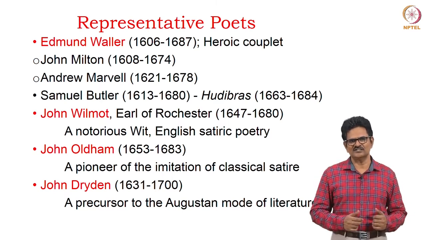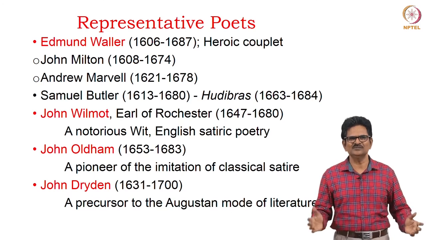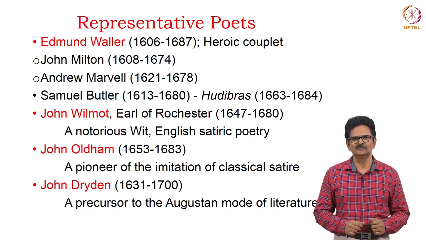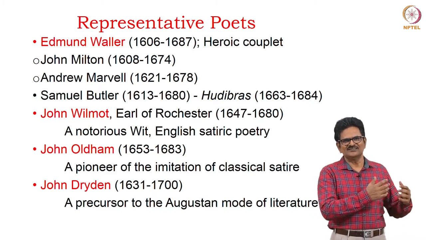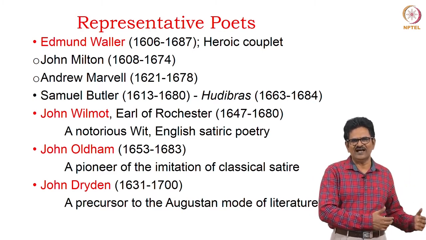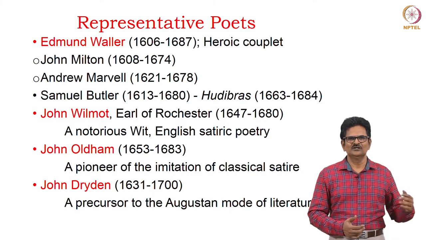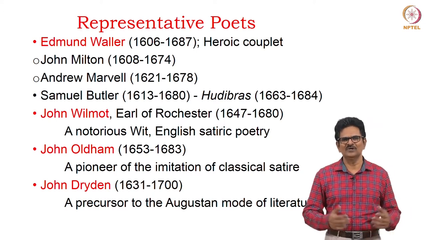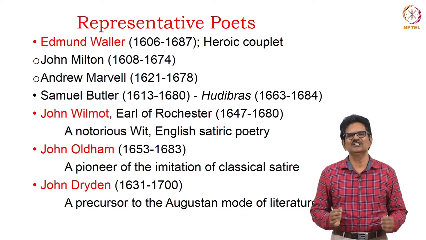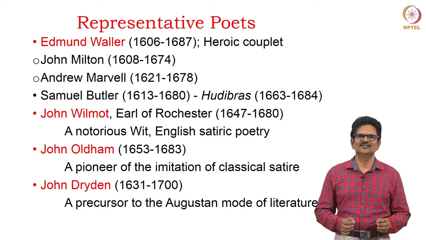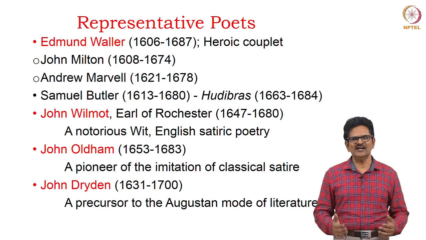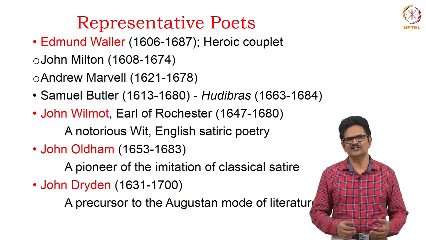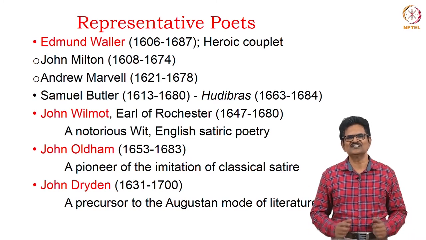And these two writers were actually the contemporaries of John Dryden, who was able to pick up that tradition of heroic couplet from Edmund Waller, passed on to him by Wilmot and Oldham, and he was able to establish heroic couplet as the most suitable form of literature of this period. And so Dryden is considered a precursor to the Augustan mode of literature.